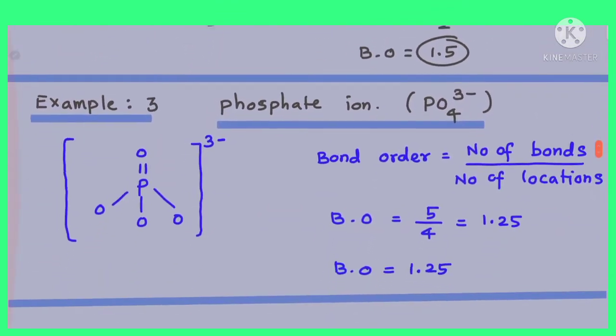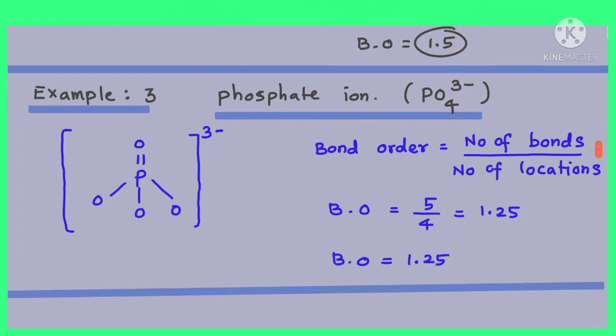Now look at this phosphate anion, which has 3 minus charge. In the sense, there are 3 single bonds between phosphorus and oxygen. The other oxygen is bonded through a double bond. Now the bond order formula as usual: number of bonds divided by number of bond locations. The number of bonds is totally 5, 3 single bonds and 1 double bond. There are 4 phosphorus oxygen bonds, so the bond locations are 4. 5 by 4 is nothing but 1.25.